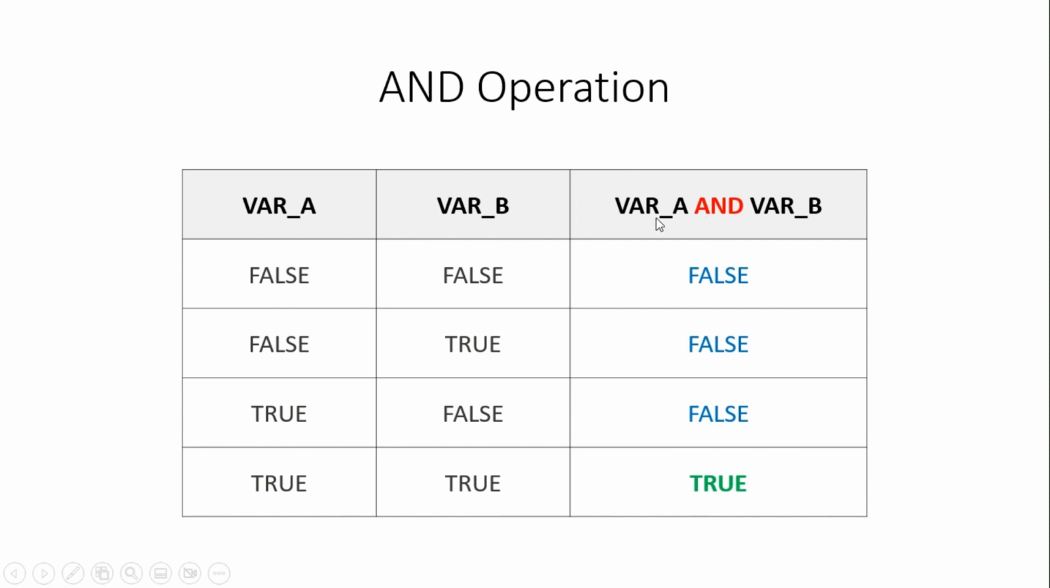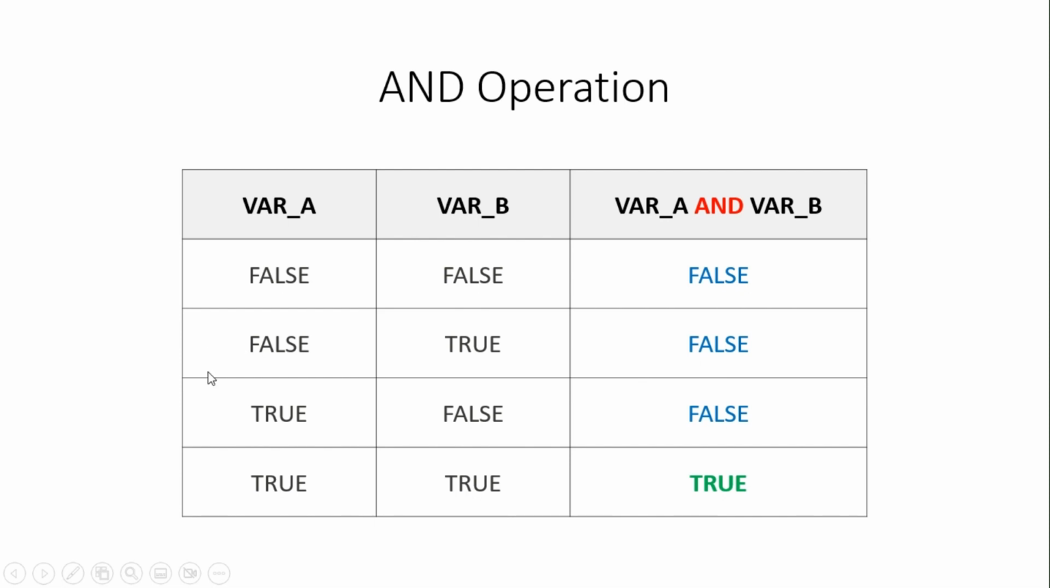So the AND operation is applied on variable A and variable B, and the fundamental thing about the AND operation is it returns true only when both the operands are true. That is, variable A and variable B have to be true for this whole expression to be true. As we see from the example, false and false returns false, false and true returns false, true and false returns false, true and true returns true. Why? Because both the operands are true here. For this whole expression to be true, both the operands have to be true. If any of the operands is not true, that is false, the whole expression becomes false.